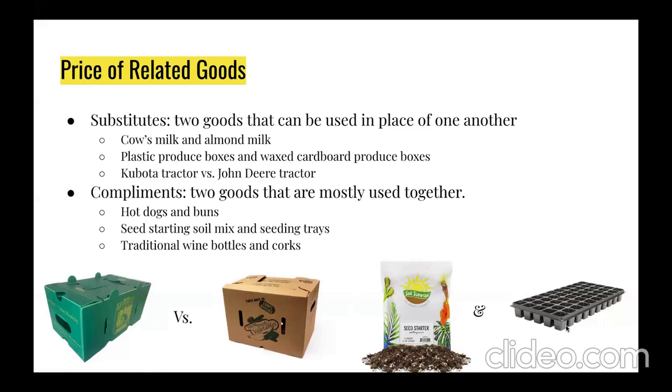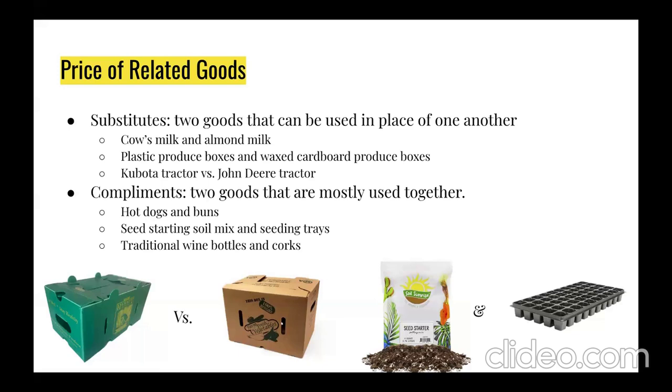They go together. Another example from the ag industry could be traditional wine bottles and corks. If you have traditional wine bottles, you're going to use a cork with it to stop the bottle, right? You put a cork in the end to close the bottle versus a bottle that has a twist-off cap. That's a different kind of bottle, right? The bottle has to be threaded to take the cap. So the complements would be traditional wine bottles and corks, or the threaded wine bottles and the twist-on caps.